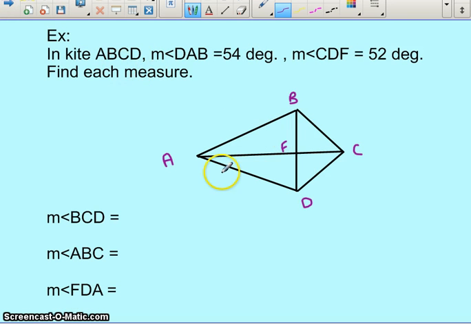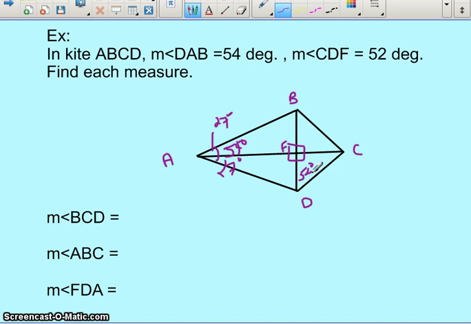Alright, in this kite, we've got D, A, B. This here is 54 degrees. We've got C, D, F. Right here is 52 degrees. And we're supposed to find the measure of probably each one of these, I'd imagine. So let's see. This is going to be a 27 here, and this one here would have to be a 27 degree. Well, we know that all of these are 90 degrees here.